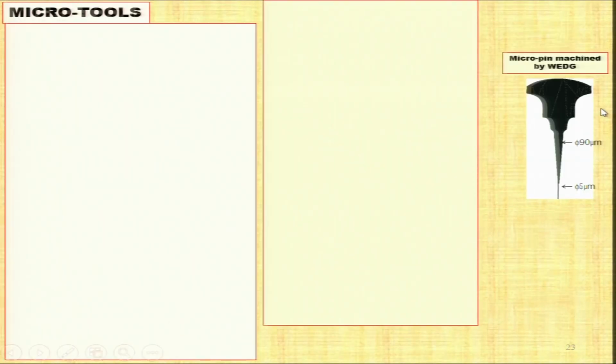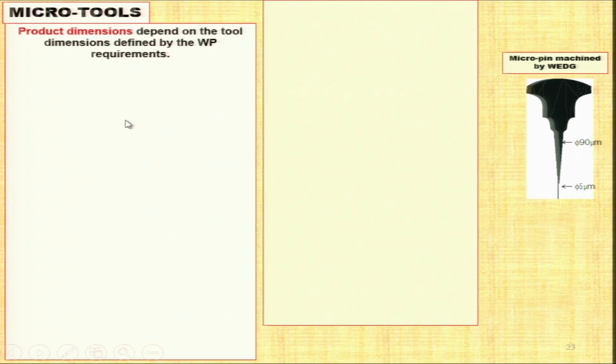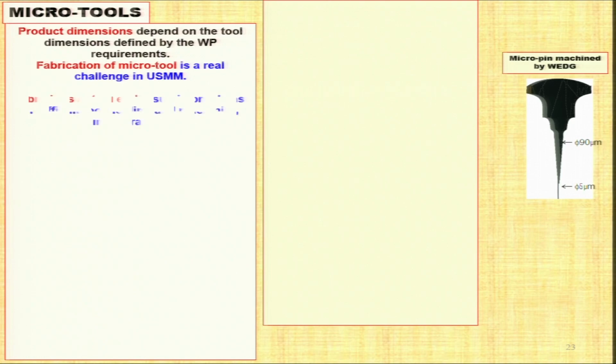Micro tools, micropin machined by wire electric discharge grinding process. You can see here the original part was having this much diameter and the final part is having 5 micron diameter. So this is known as micropin machined by wire EDG process. On the same machine you are going to perform ultrasonic micromachining. Product dimensions depend on the tool dimensions defined by the workpiece requirement. Fabrication of micro tool is a real challenge in ultrasonic micromachining. That's what I have told you already, that either wire EDG or EDM process is used for it, and sometimes EDG process is also used.